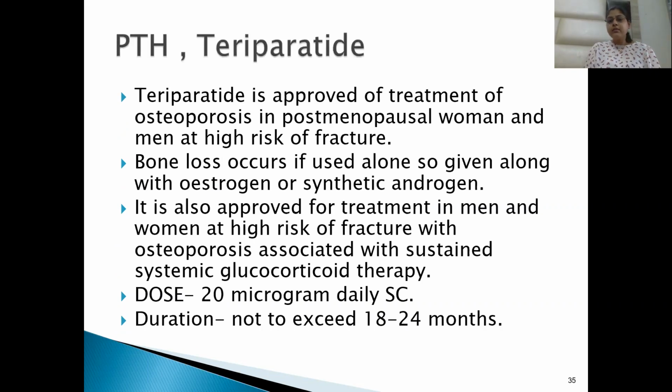Parathyroid hormone, teriparatide, is the 1 to 34 amino acid parathyroid hormone. It increases the osteoblastic activity, so it increases the bone formation. So it can be used in the treatment of osteoporosis in postmenopausal women and men at high risk of fracture. Bone loss occurs if used alone, so it is given along with estrogen or synthetic androgen. And it is also approved for the treatment in men and women at high risk of fracture with osteoporosis associated with sustained systemic glucocorticoid therapy. Dose 20 microgram daily subcutaneously. Duration should not exceed 18 to 24 months.